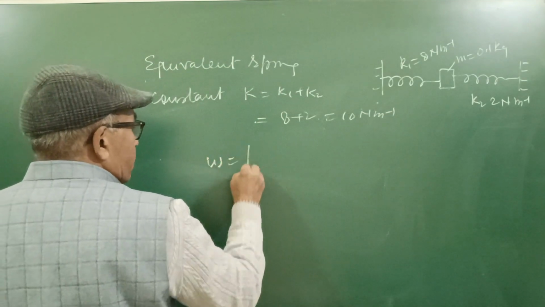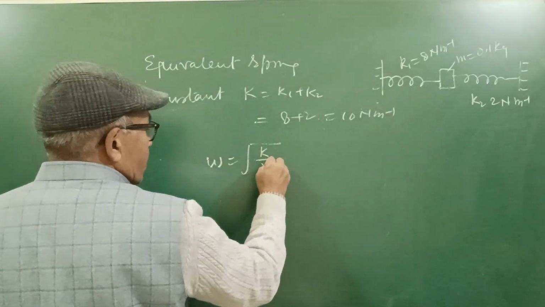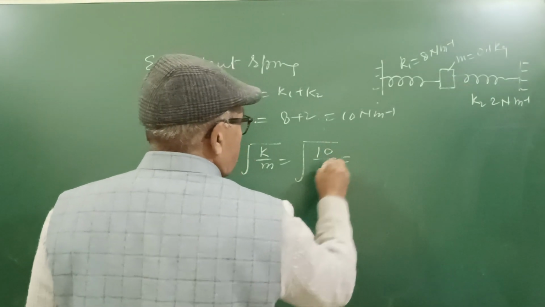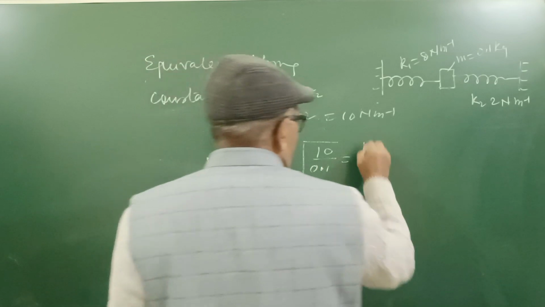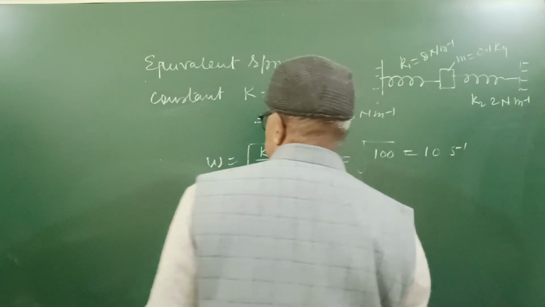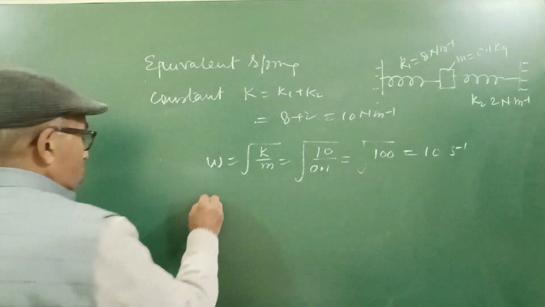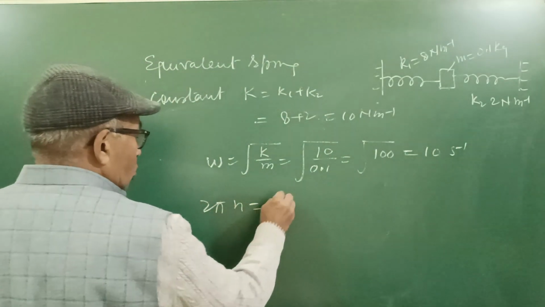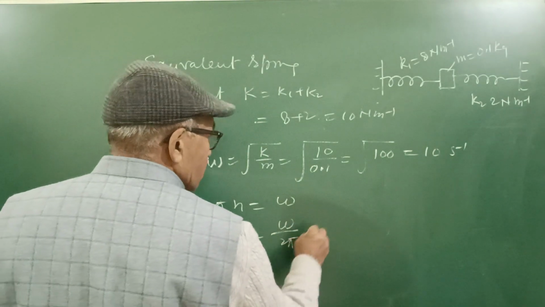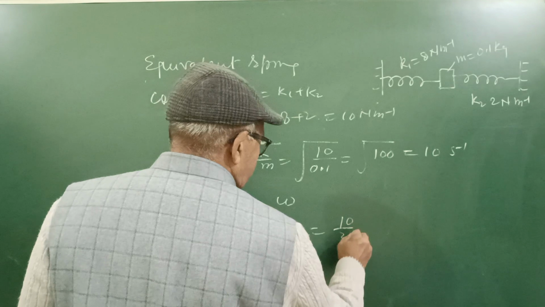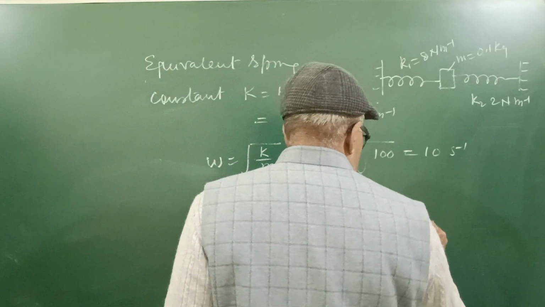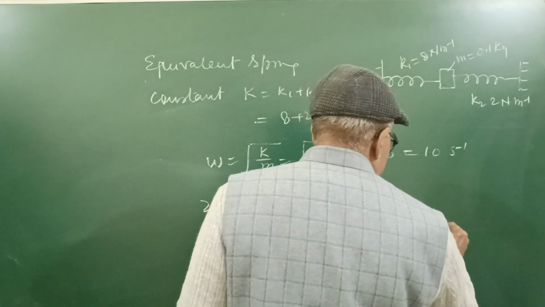Omega is equal to under root K by M. K is 10, M is 0.1. So it is root 100, 10 per second, and we know 2 pi n is equal to omega. So n equals omega upon 2 pi, 10 upon 2 pi, 5 upon pi per second you can write here.